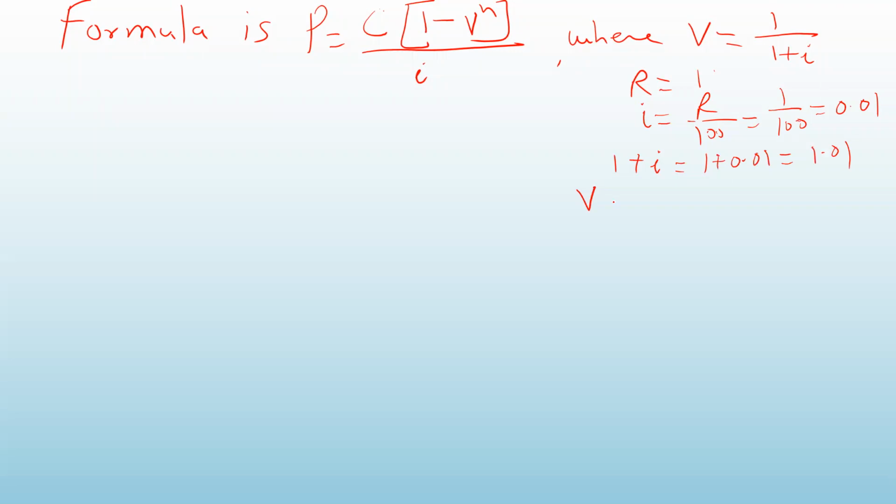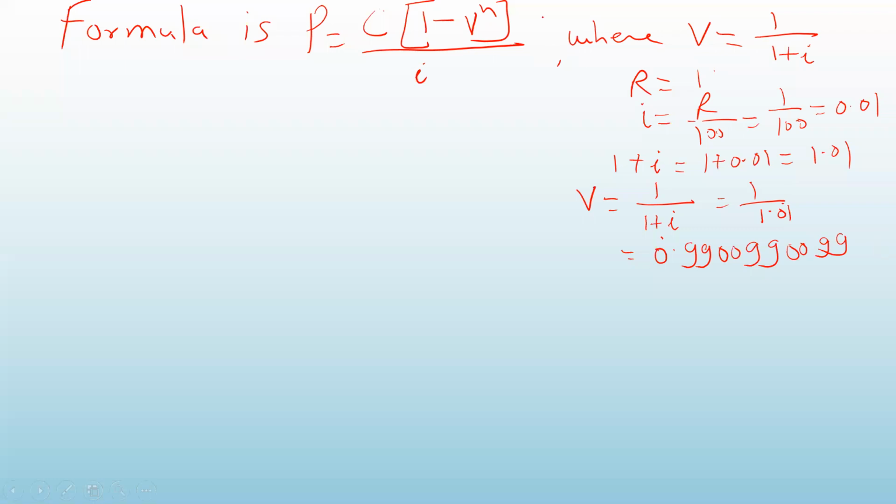So what will be V? V is 1 divided by 1 plus I, that is 1 divided by 1.01. Calculate the value of 1 divided by 1.01. That gives you 0.9900990009. You have to write down all the decimal places to get the accurate answer.